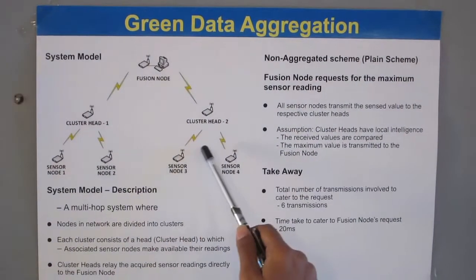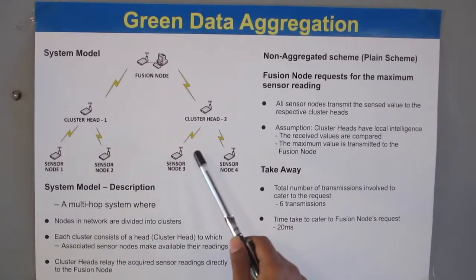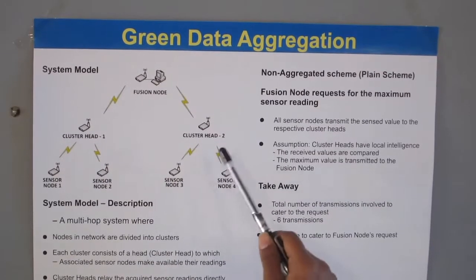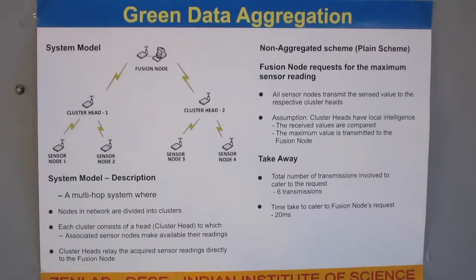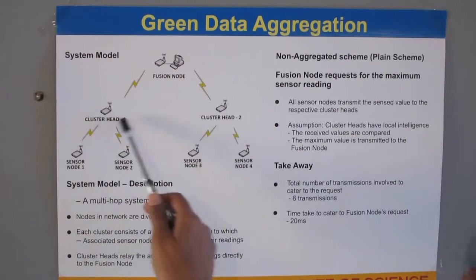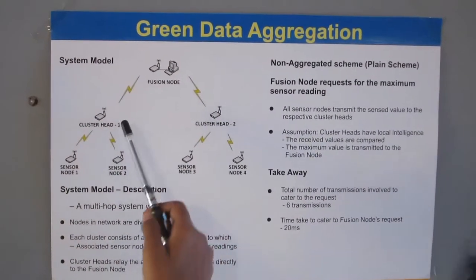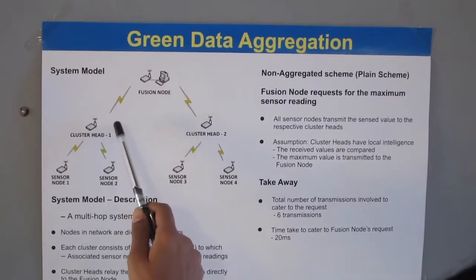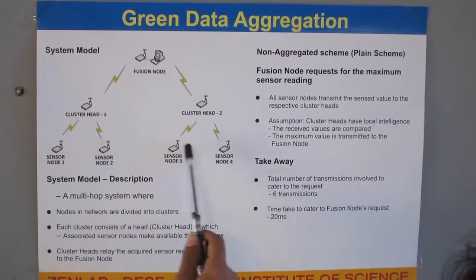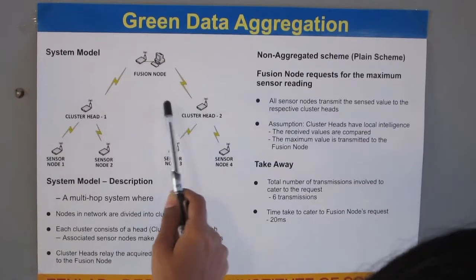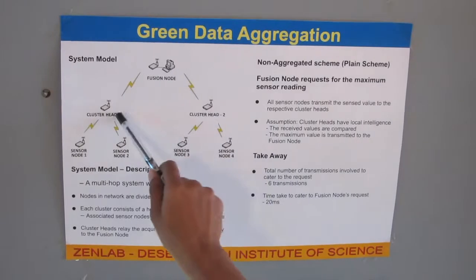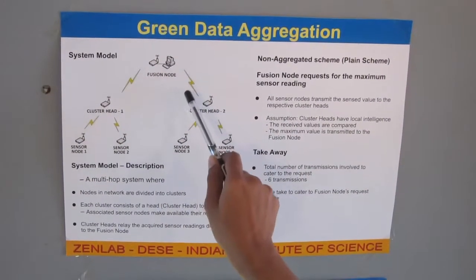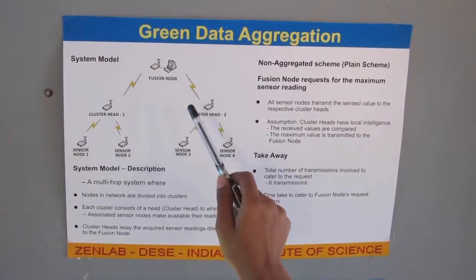On receiving the request, the sensor nodes measure the temperature locally and forward the reading to their respective cluster heads. Assuming the cluster heads have local intelligence, the cluster heads compare which amongst the 2 temperatures they have received respectively are the highest. Now cluster head 1 and 2 forward their respective high temperatures to the fusion node.